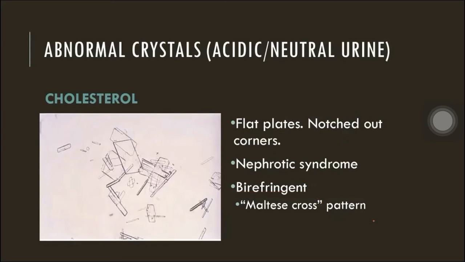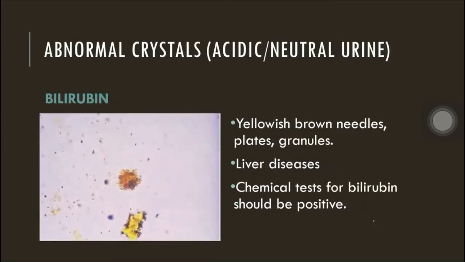Next, abnormal crystal, we have bilirubin. Bilirubin are yellowish brown needles, plates, or granules. Bilirubin is seen in liver diseases. If you see bilirubin or if you suspect bilirubin crystals in the urine, tingnan mo yung chemical test. Dapat positive, of course, ang bilirubin.